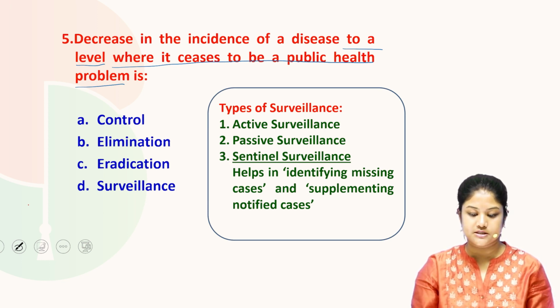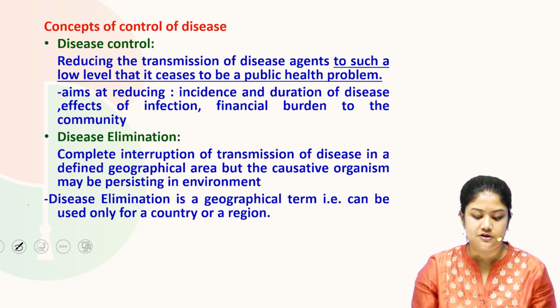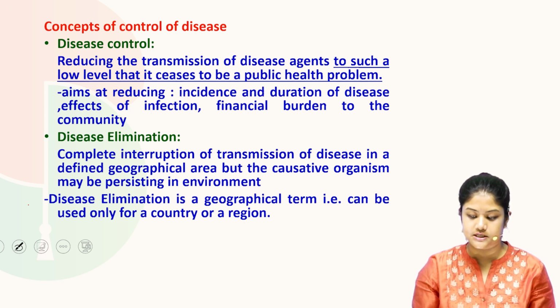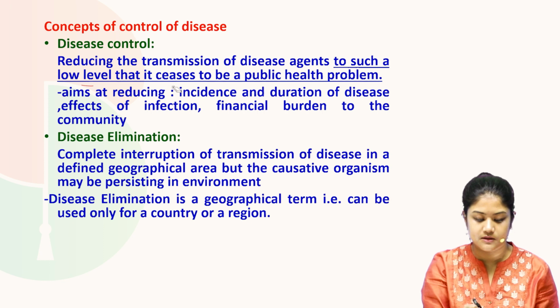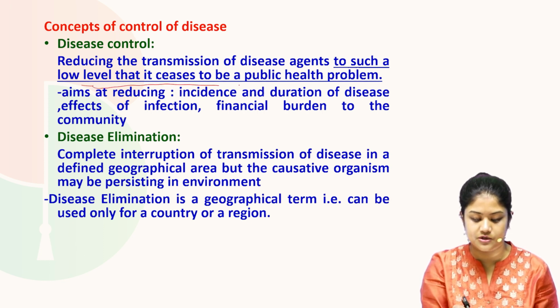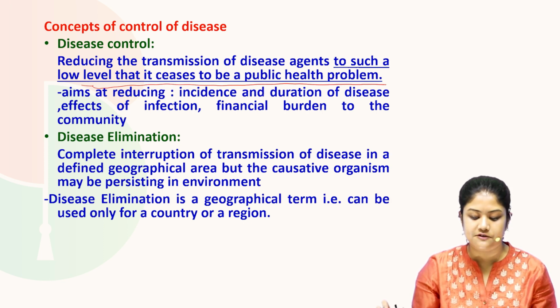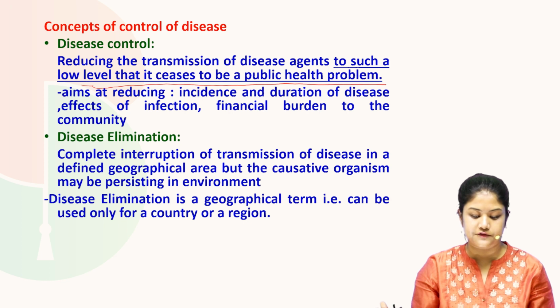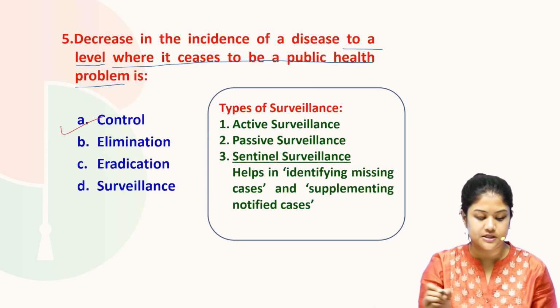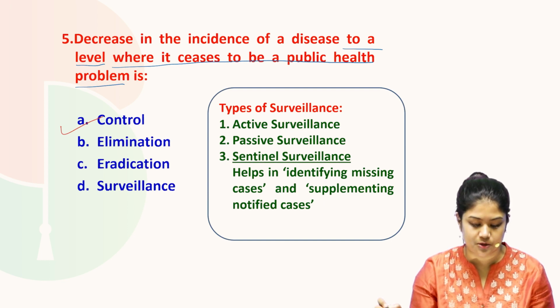Let's look into the explanations. Here there are different concepts of control of disease. The first one is disease control. It says reducing the transmission of disease agents to such a low level that it ceases to be a public health problem. So this is the keyword that we were talking about, which we can find in the option disease control. It aims at reducing incidence and duration of the disease, effects of infection, financial burden to the community. So here we have got our answer as control, that is option A. Let's look into other options also.